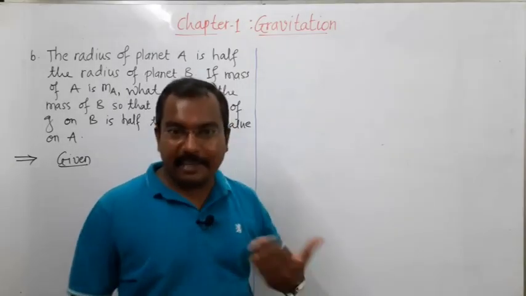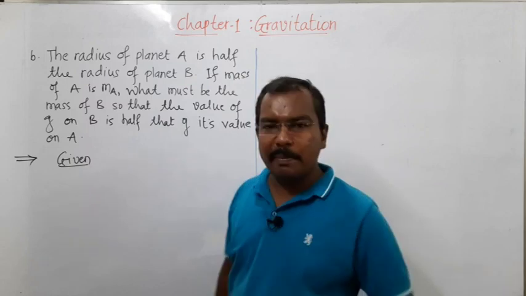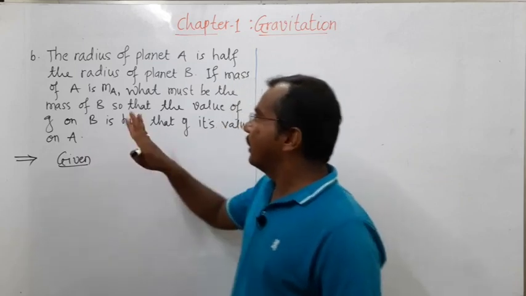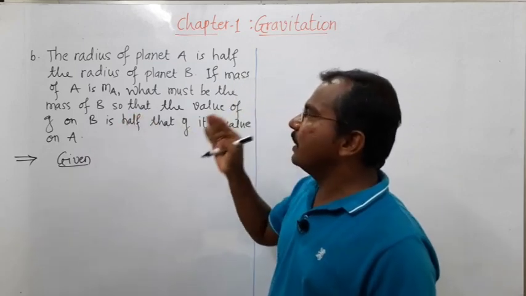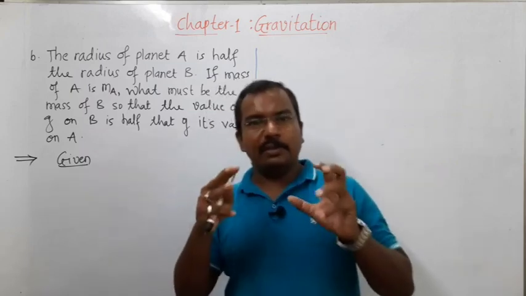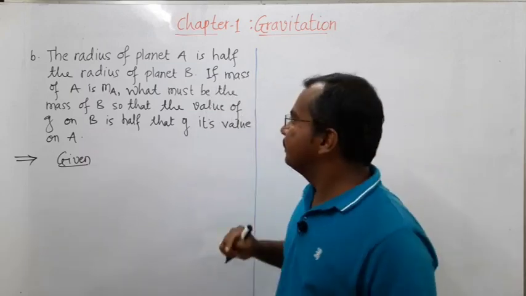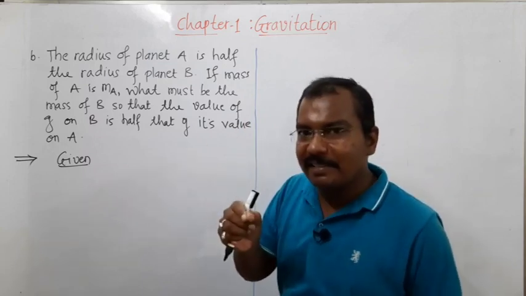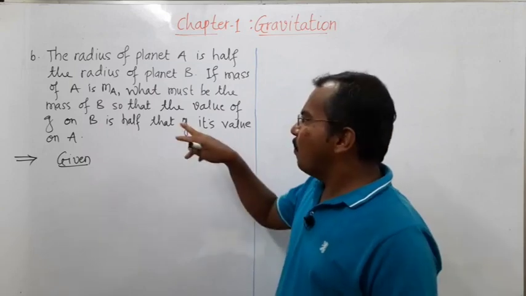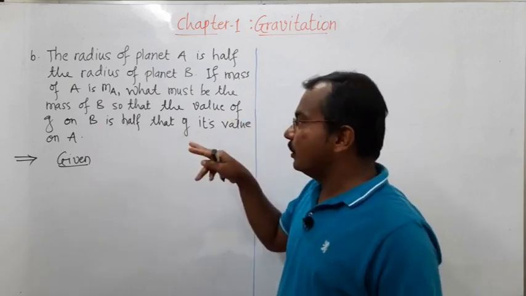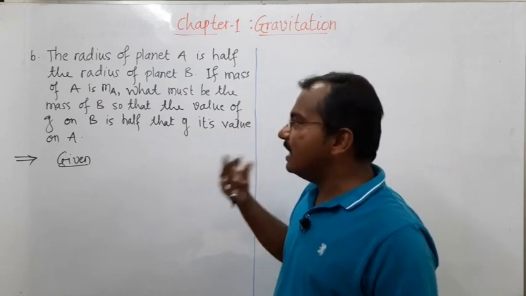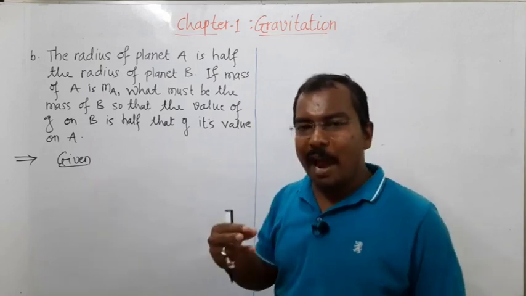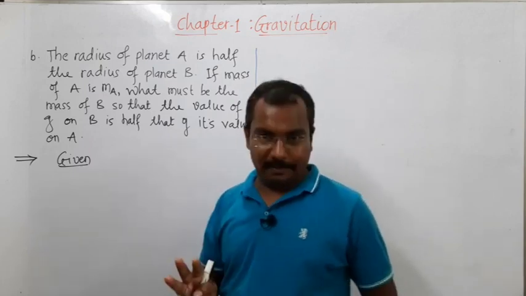Let's move on. Second problem. Problem B, the statement is here on the board. The radius of planet A is half the radius of planet B. So there is a comparison of the radii of two planets. If the mass of A is m_a, m for mass, what must be the mass of B so that the value of g on B is half that of its value on A? So we have to find out the mass of planet B.